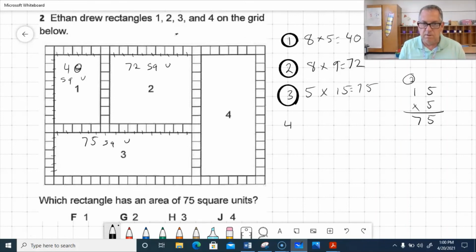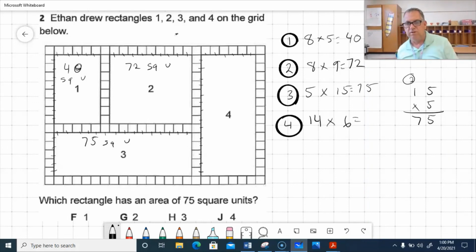Okay, but I'm still going to check 4 just to make sure I don't end up with a 75 on that one too. Because maybe I made a mistake. Always check your work. It's a good way to check your work. So what is the area of rectangle 4? Okay, let's check that and see. That's 1, 2, 3, 4, 5, 6, 7, 8, 9, 10, 11, 12, 13, 14. So there's a length of 14, by 1, 2, 3, 4, 5, 6. 14 by 6. What is 14 times 6?